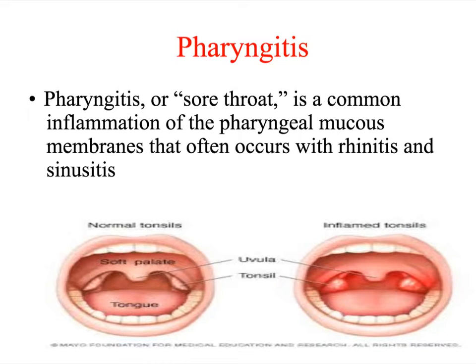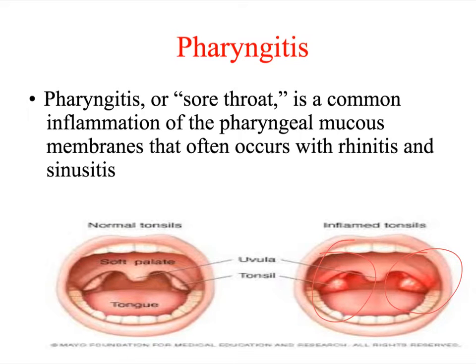Ninety percent of the time it's viral in nature, especially in adults. Adults do not get strep like kids do. So usually it's viral. However, like I said, it's important to rule it out. The picture with this slide is very clear in showing what we're looking for when we look for inflamed tonsils and a pharyngitis.